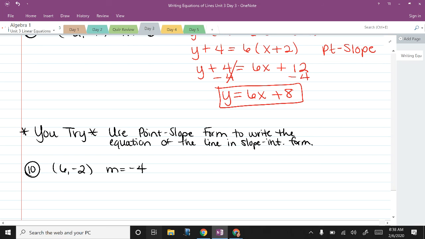All right, check it with somebody. Remember, you're going from point slope form to slope intercept form.